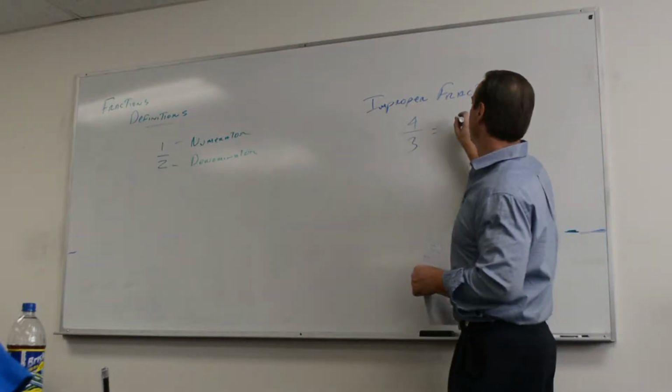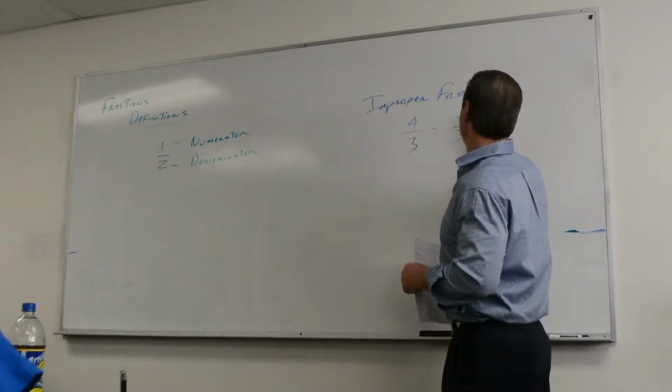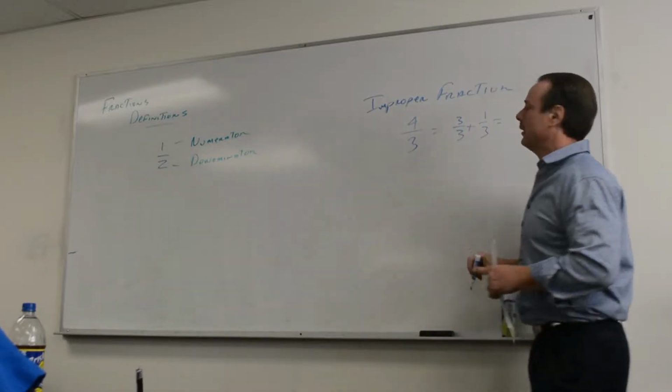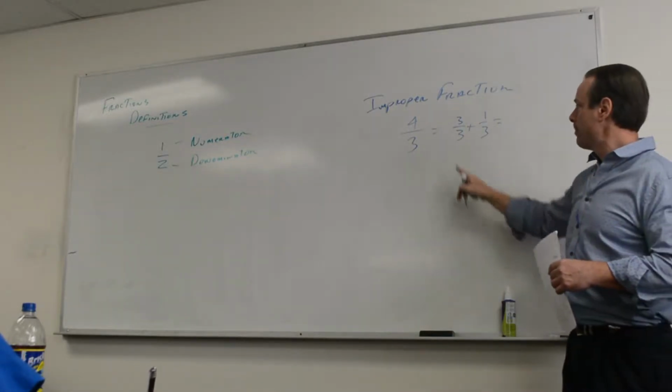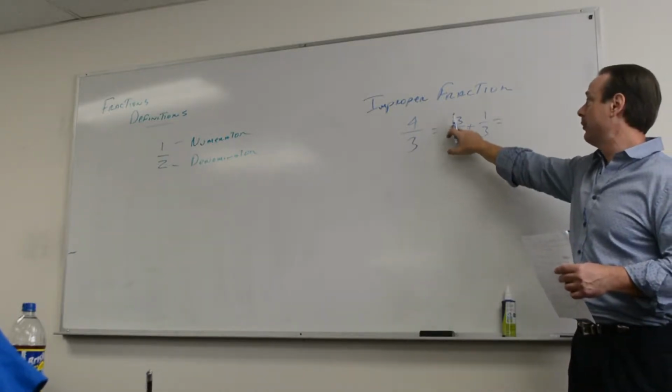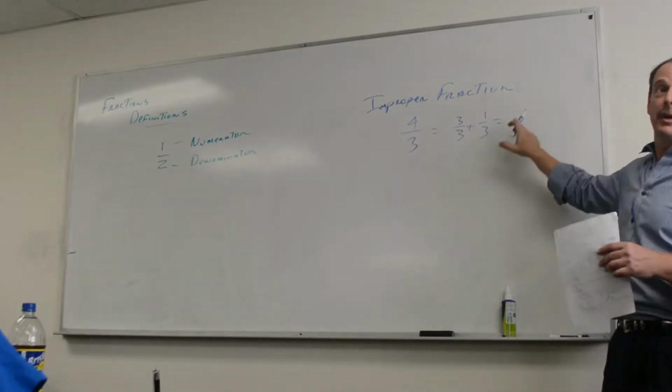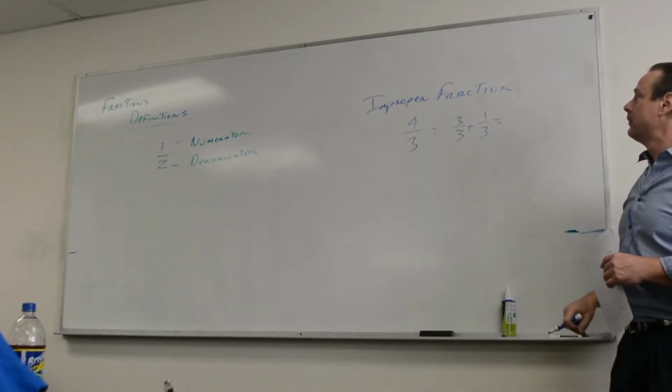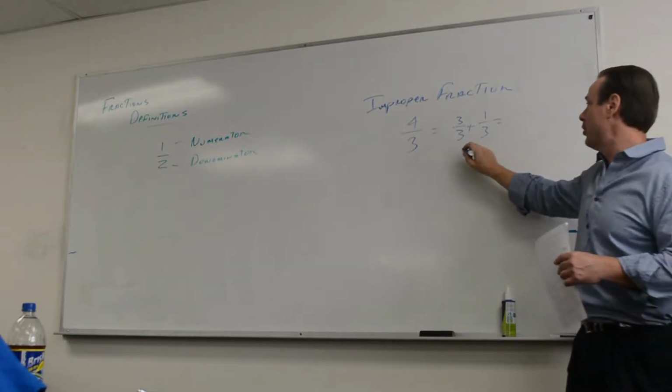Could we break this down to 3 over 3 plus 1 over 3? Yeah. So that's 4/3, isn't it? We got 3/3 here, 1/3 here, add them together, we have 4/3. So this is greater than 1, isn't it? Because this equals 1.